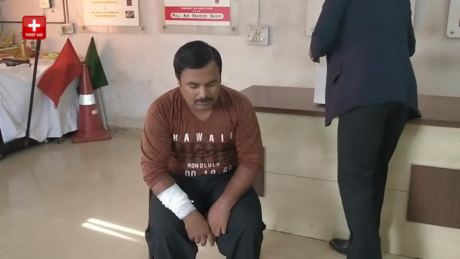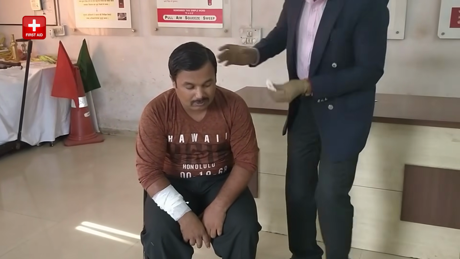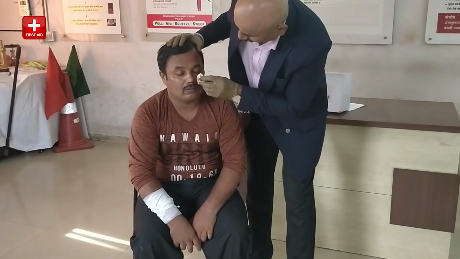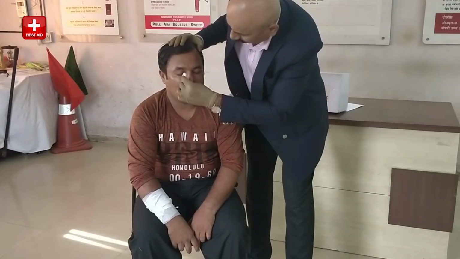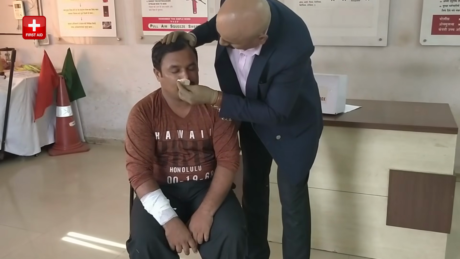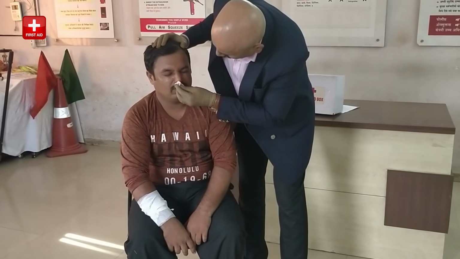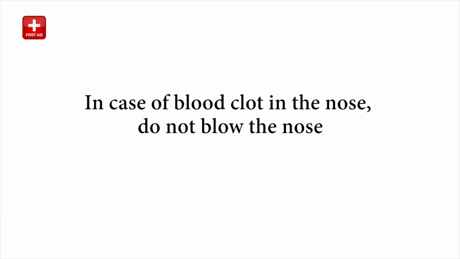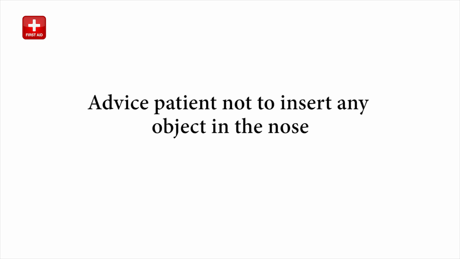The next is the first aid for bleeding of the nose. Make the patient sit in an airy room. Keep his head bent forward. Loosen the clothes around the neck and the chest. Use a cold sponge around the head and the nose. Press the bridge of the nose. Advise the patient to breathe through the mouth. In case of a blood clot in the nose, do not blow the nose. Advise the patient not to insert any object in the nose.